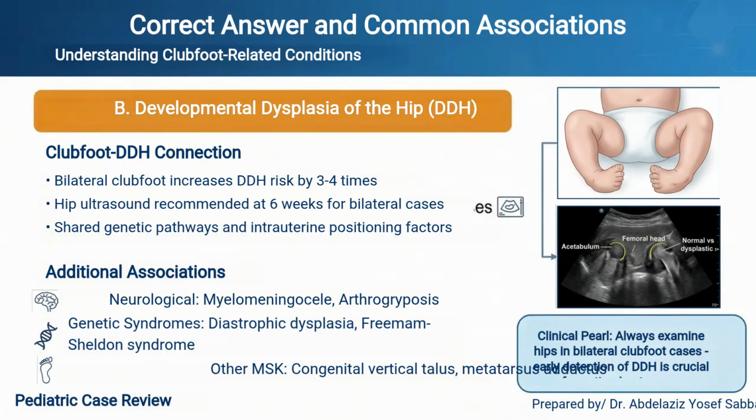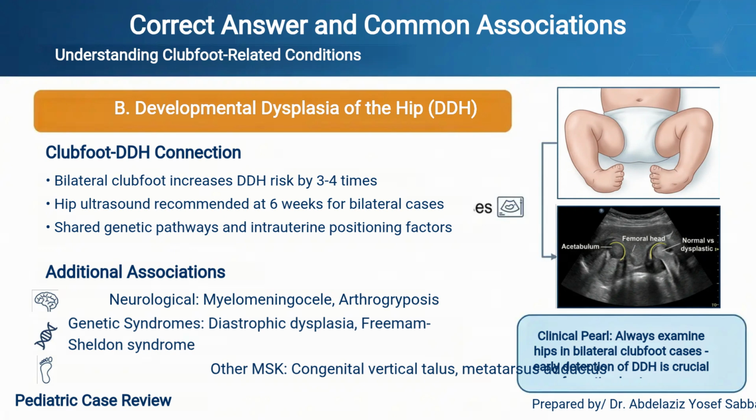The correct answer is option B, detailed hip examination for developmental dysplasia of the hip. The connection between bilateral clubfoot and developmental dysplasia of the hip is well established and clinically important. 3 key points define this relationship. Bilateral clubfoot increases the risk of developmental dysplasia of the hip by 3 to 4 times compared to the general population. Hip ultrasound is specifically recommended at 6 weeks of age for all infants with bilateral clubfoot. Both conditions share genetic pathways and intrauterine positioning factors, explaining their co-occurrence.